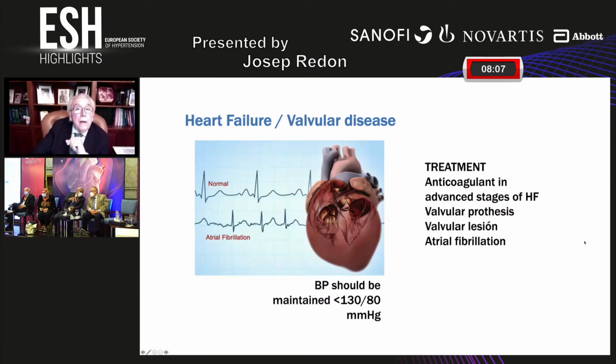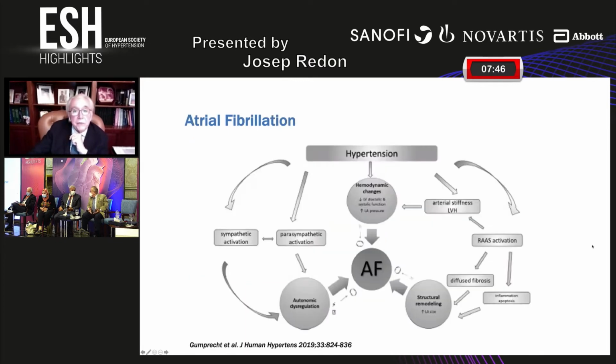What about heart failure and valvular disease? In this case, you sometimes need anticoagulants in advanced stages of heart failure, in valvular prosthesis, and valvular disease with atrial fibrillation, about which I am going to comment a little more. And the blood pressure should be maintained below 130/80 as a recommendation.